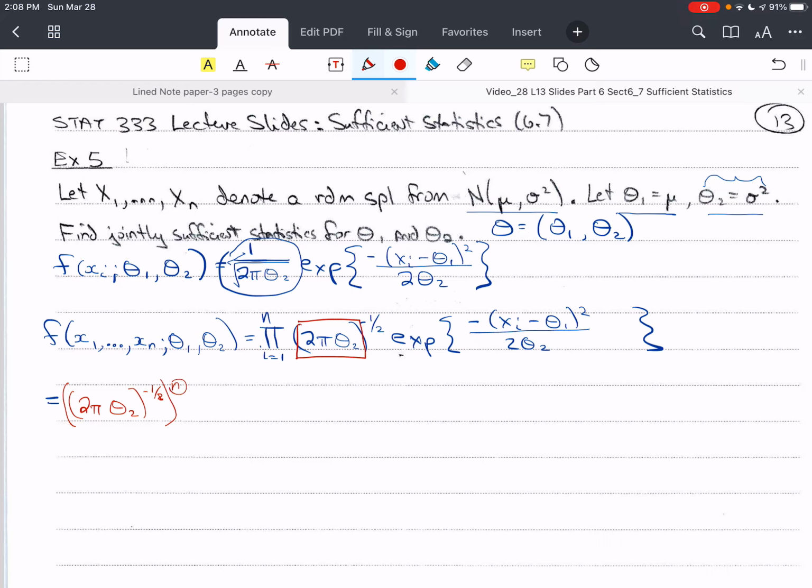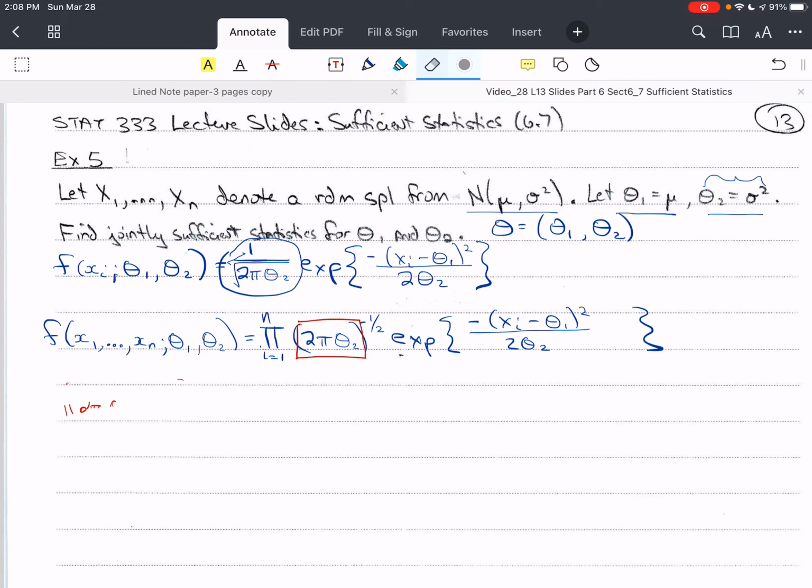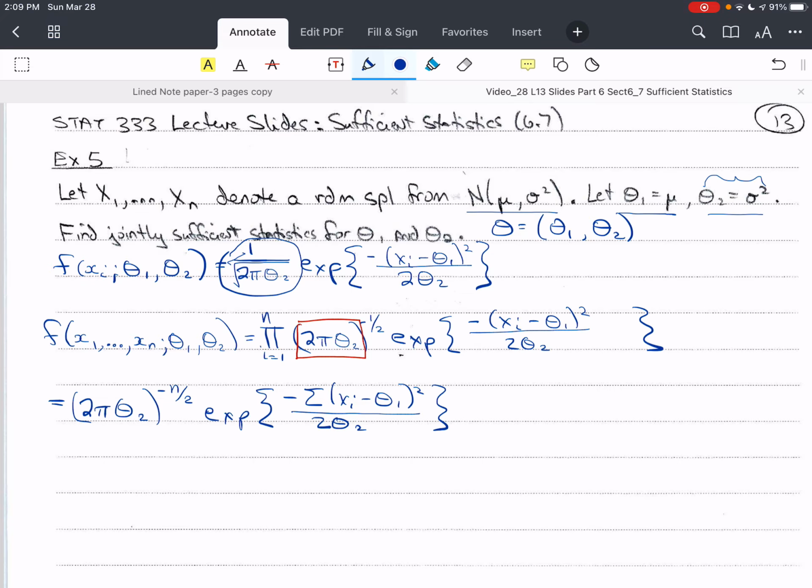And when I have that, I multiply these exponents. I'm going to change back to blue. It's a little nicer. So I end up with (2 pi theta 2) to the negative n over 2. And then I have exp, and I have the negative sum of (x_i minus theta 1) quantity squared over 2 theta 2. Okay.